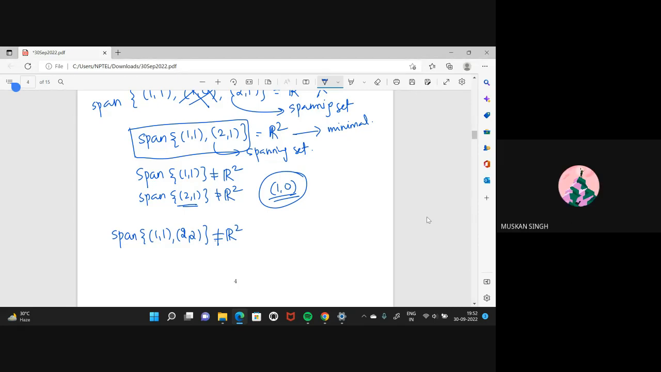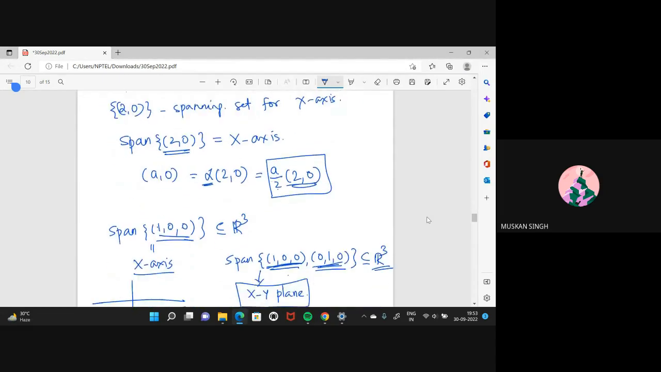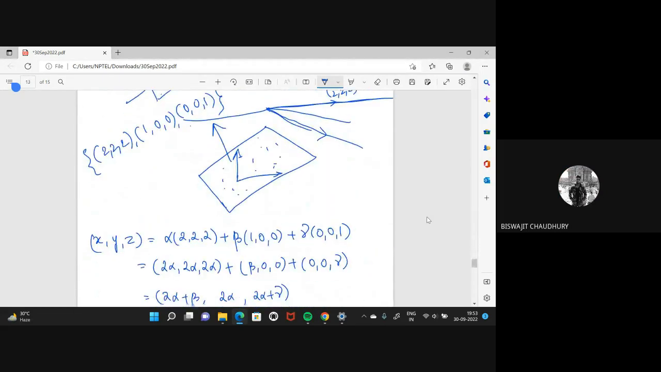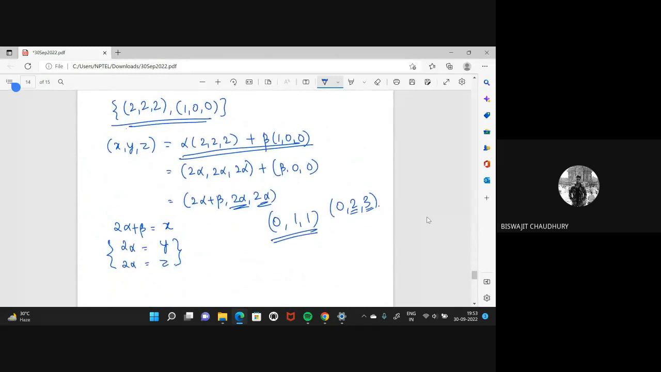Then a basis of R3 can have 2 elements? You tell me. Can I generate R3 with 2 elements? We couldn't. It won't be a spanning set, but it might be linearly independent, but it will never be a spanning set. I couldn't generate R3 with these 2 elements.